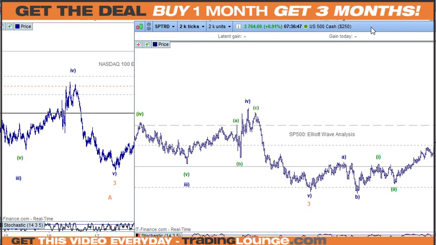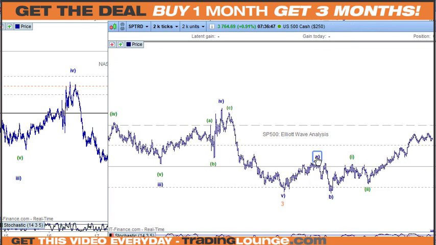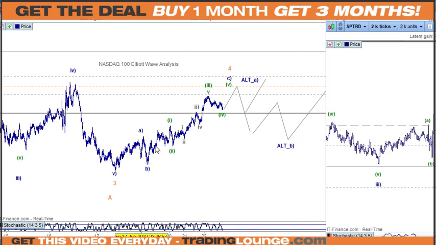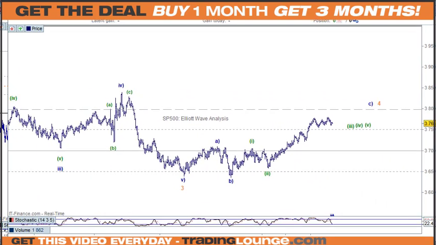And then when we come back over here, we can't label this wave 1 and 2 because wave 2 can't go below wave 1. So labeling this wave A and B makes a little bit of sense. Then we'll come back to the NASDAQ in a minute.